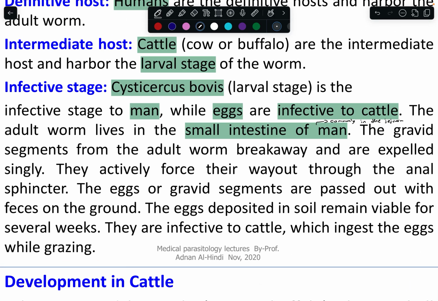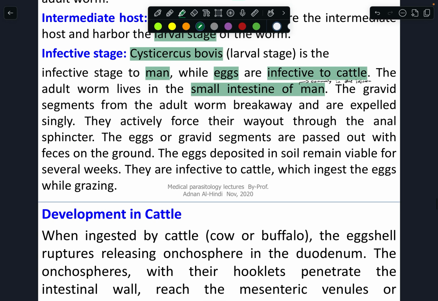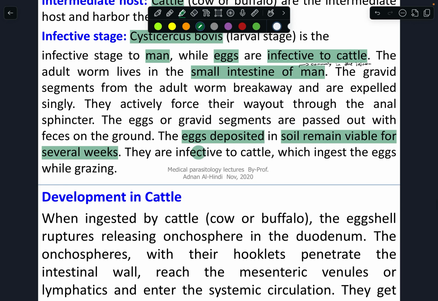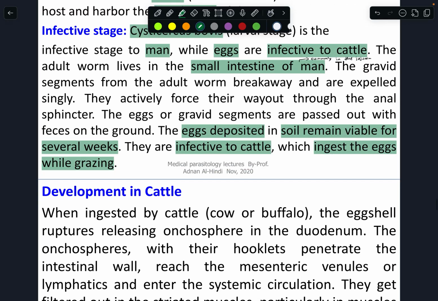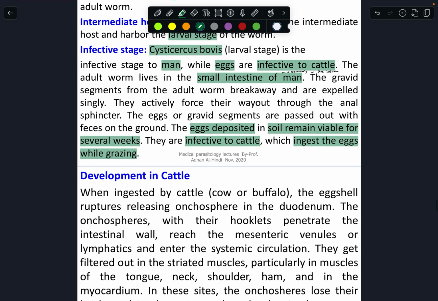The gravid segments from the adult worm break away and are expelled singly. They actively force their way out through the anal sphincter. The eggs or gravid segments are passed out with feces on the ground. The eggs deposited in soil remain viable for several weeks. They are infective to cattle, which ingest the eggs while grazing. That's how the cattle get infected and become the intermediate host.